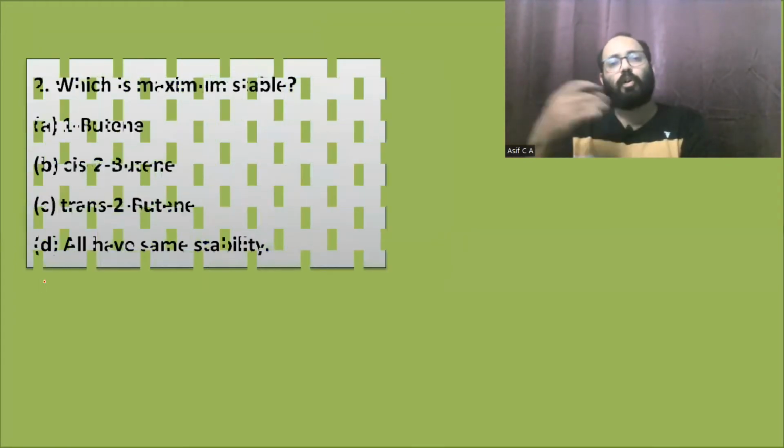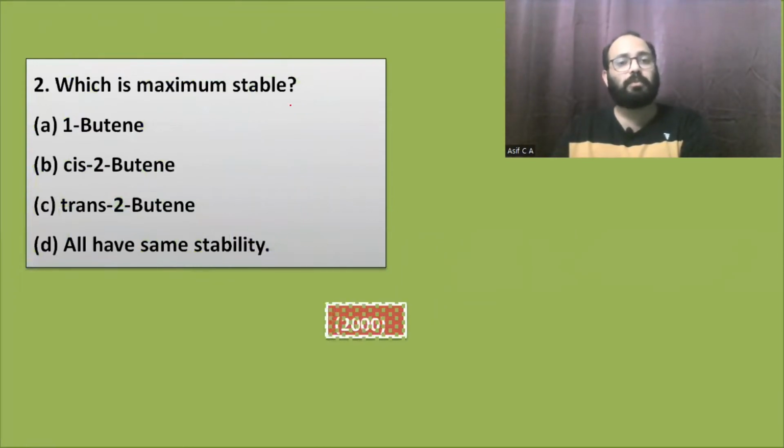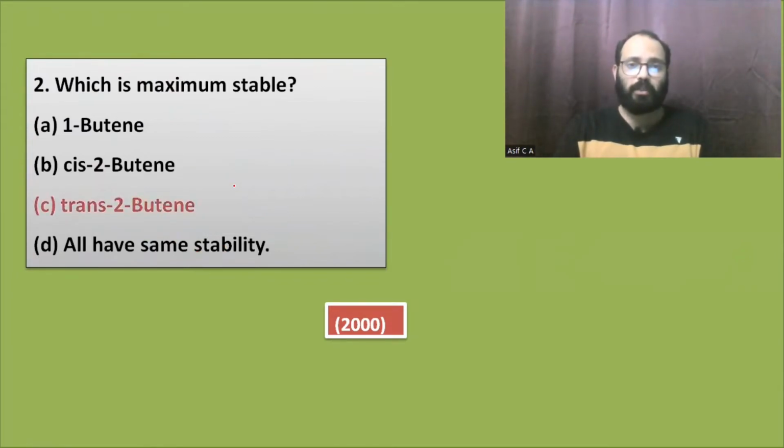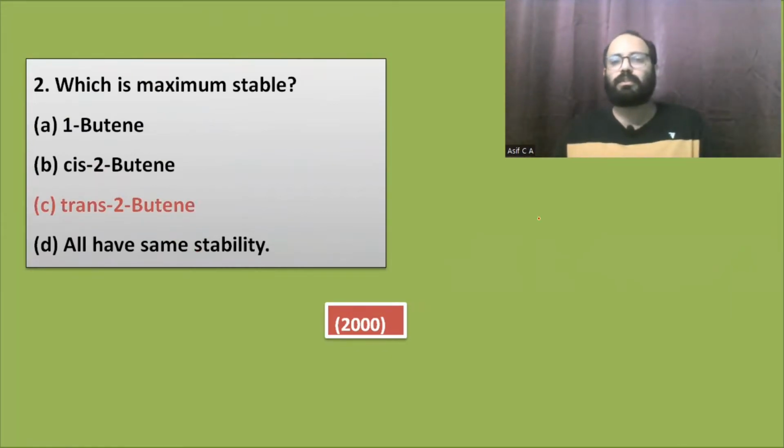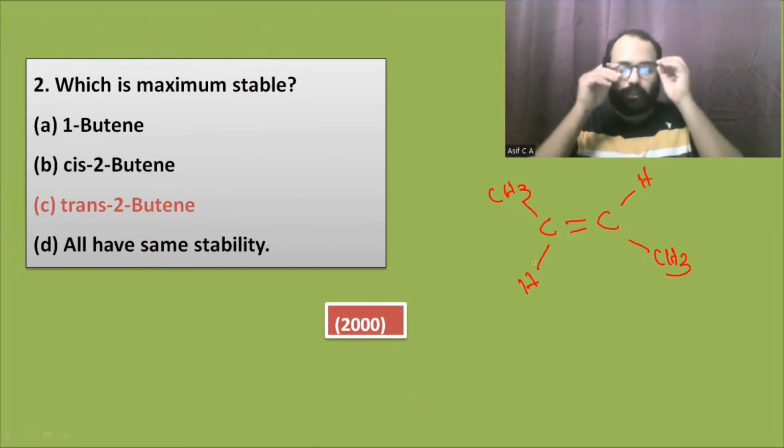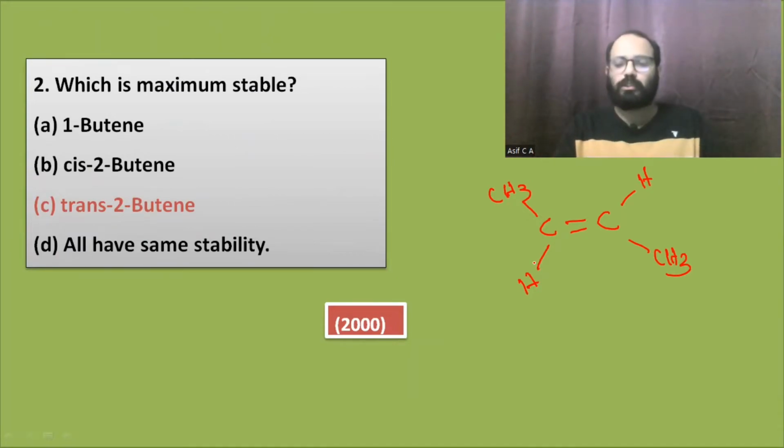Butene. Then if you go with another question, which is maximum stable? 1-butene, cis-2-butene, trans-2-butene all have the same stability. We have seen the stability also. Trans will be more stable than cis because you will have the bulky groups on the opposite side. Their repulsion will be minimum, their steric hindrance will be minimum, so they will be more stable because they are far away from each other.